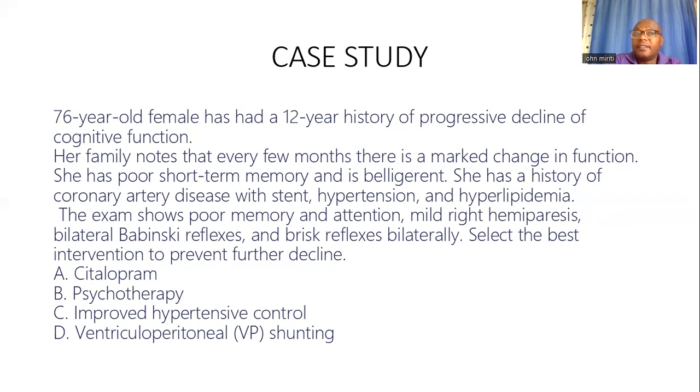You see this patient is 75, that means more than 65 years of age, with 12 years of progressive decline in cognitive function. There are marked changes and poor short-term memory. She has a history of coronary artery disease, a cardiovascular disease, with a stent, and she has hyperlipidemia. Those are factors which can be modified, and there is poor memory and attention with right-sided paralysis and bilateral brisk reflexes. So the right answer there is improved hypertension control. It is very important, because these are factors which can be controlled and adjusted so that you can control dementia. Because if the pressure is very high, you still don't get a good result in this type of patient.